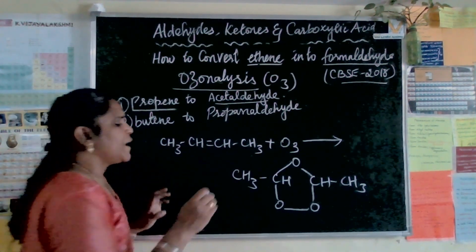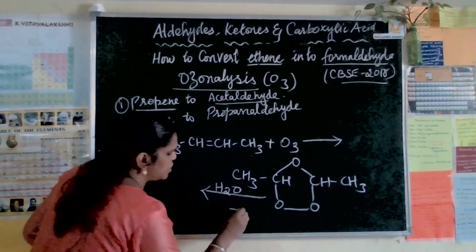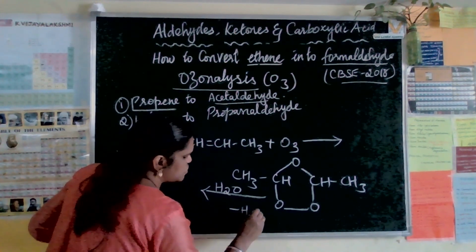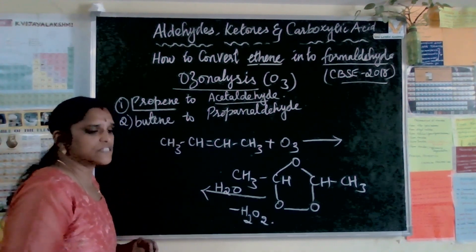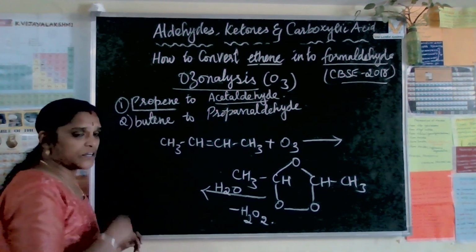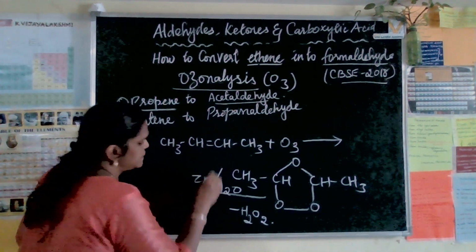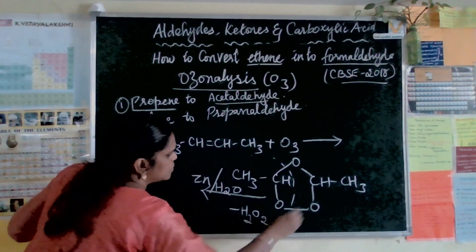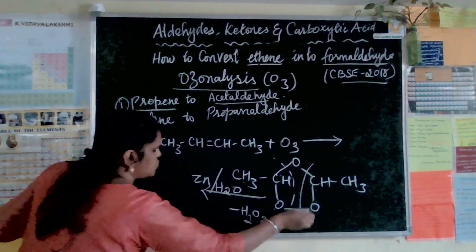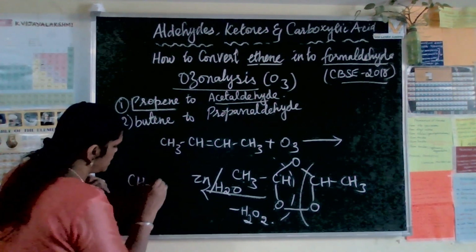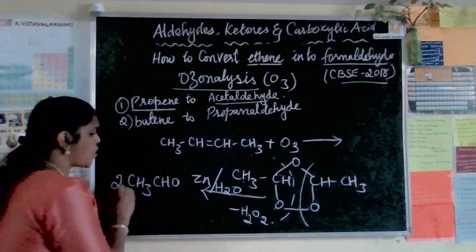Okay, now again you're going for hydrolysis, H2O. It releases H2O2, hydrogen peroxide. Hydrogen peroxide is a very good oxidizing agent. Further oxidation would give carboxylic acid too, so to avoid that, we are adding zinc. Okay, now what happens? CH3, CHO, CH3, CHO. So that means CH3, CHO. What is it? Acetaldehyde, ethanaldehyde, two molecules.